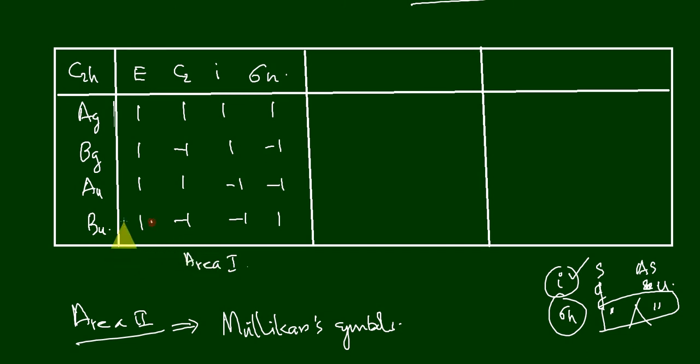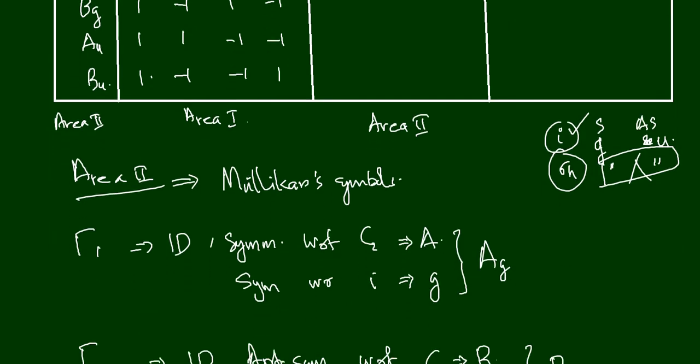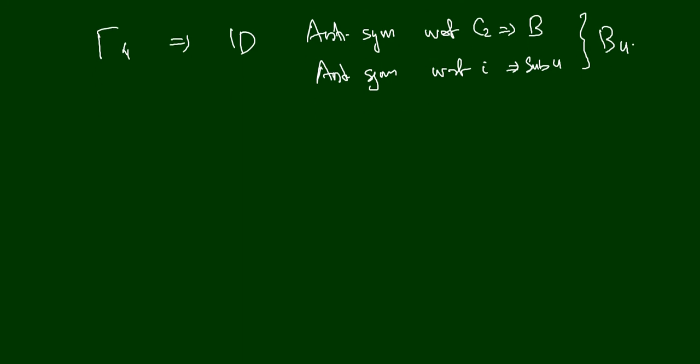Now we have the area 2 also filled. Now let us move to the area 3. So what is in area 3? We have to fill X, Y, Z, Rx, Ry, Rz. I have detailed this in my previous classes. So I will be going a little bit fast.